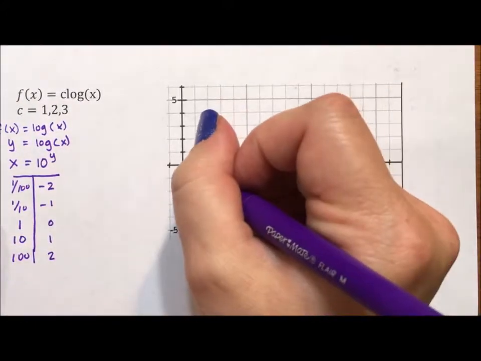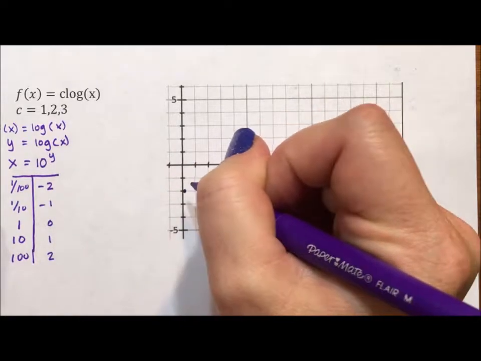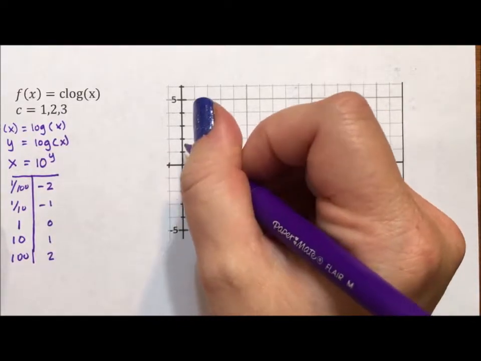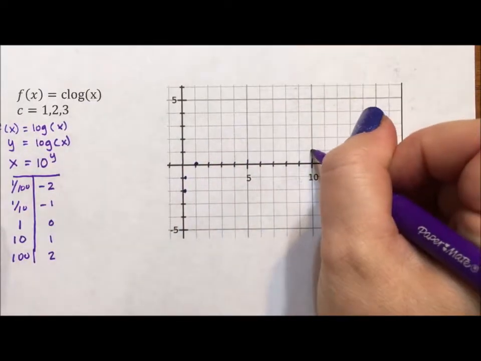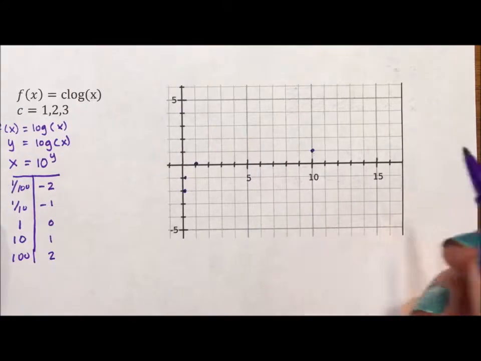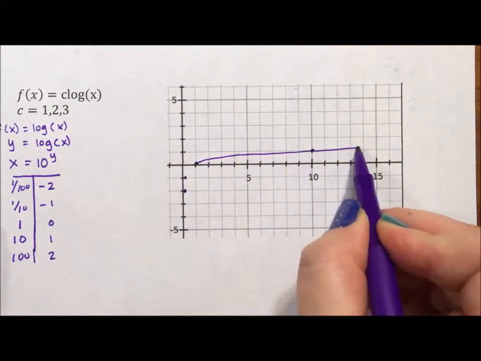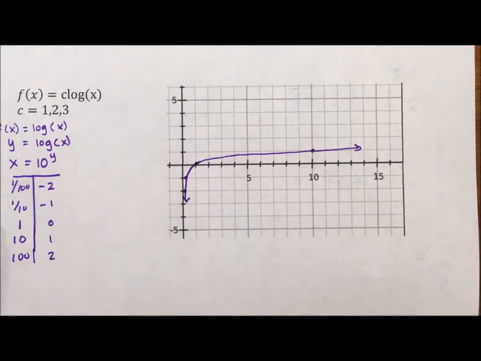And then I graph it. 1 over 100, -2 is right on the y-axis. We don't touch the y-axis. It's an asymptote. We don't cross this, but we're really close. 1/10, 1, 0, 10, 1. And of course, 2, 100 is not on the graph I have, so I'm going to make a smooth, continuous curve for my logarithmic function, and I have my first graph done.